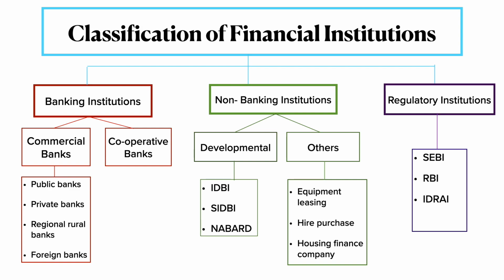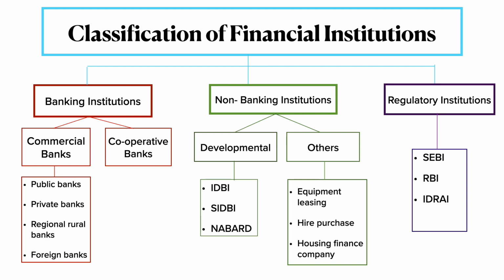Under banking institutions, we have two types. One is commercial and the other is cooperative. Under commercial, we have subdivisions: public banks, private banks, regional rural banks, commonly called RRBs, okay, and the last one, foreign banks.